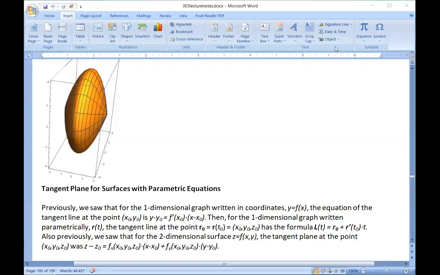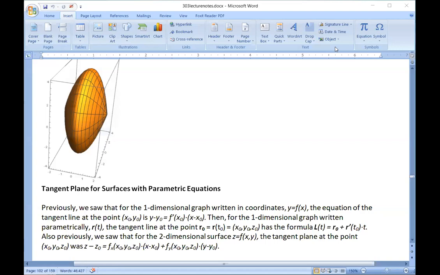Okay, so previously we talked about parametric equations for surfaces, and now we're going to talk about making the tangent planes for surfaces with the parametric equations. Okay, now let's catch up with what this is based in.